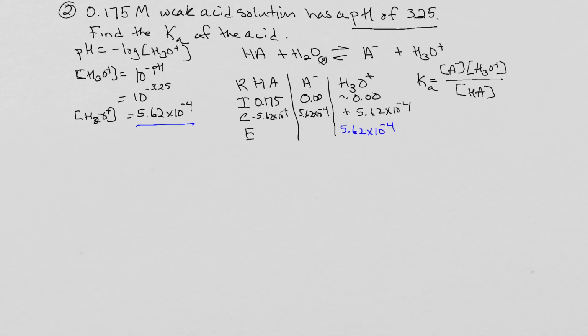And so our equilibrium concentration of our acid is going to be 0.175 minus our change, which is going to give me 0.174. Notice very little change. And our conjugate base is going to be 0 plus the 5.62 times 10 to the negative fourth, or simply 5.62 times 10 to the negative fourth. So now we very readily have our equilibrium concentrations, and so now all we have to do is plug them into our equilibrium expression to solve for our Ka value.